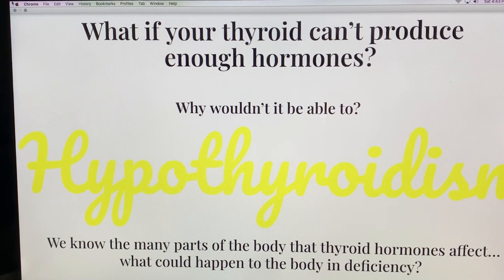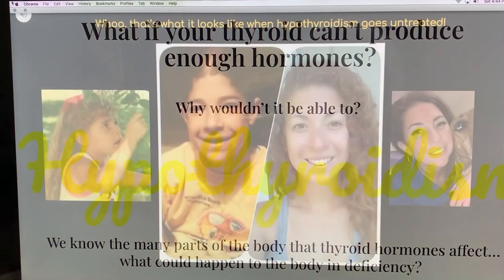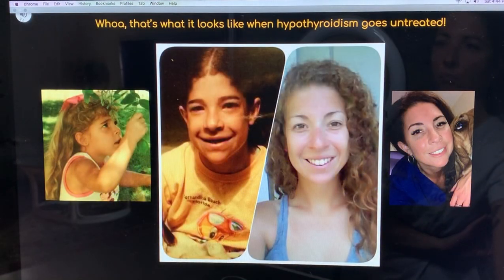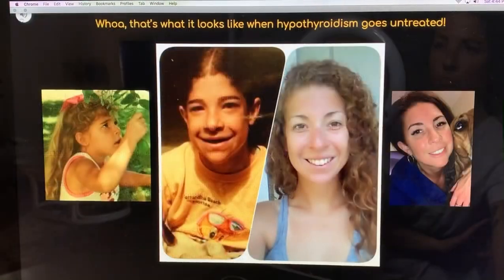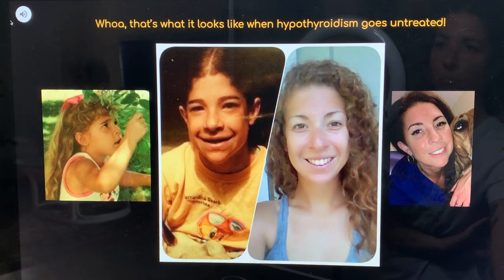So what if your thyroid can't produce enough hormones? Why wouldn't it be able to? We know the many parts of the body that the thyroid hormones affect. What could happen to the body in deficiency? Whoa! The second photo is how going untreated and undiagnosed for about 2 years can show up physically.